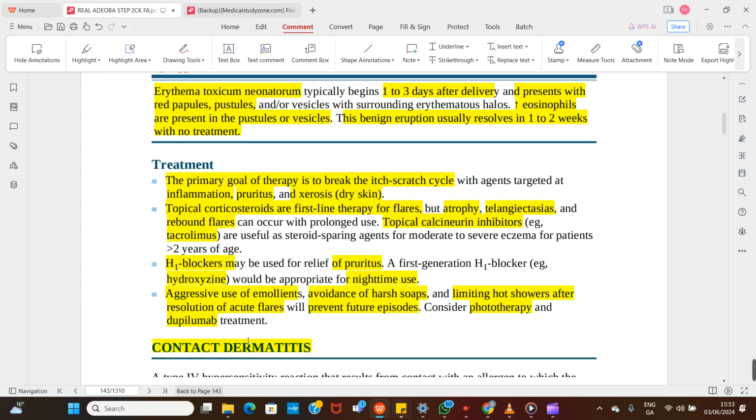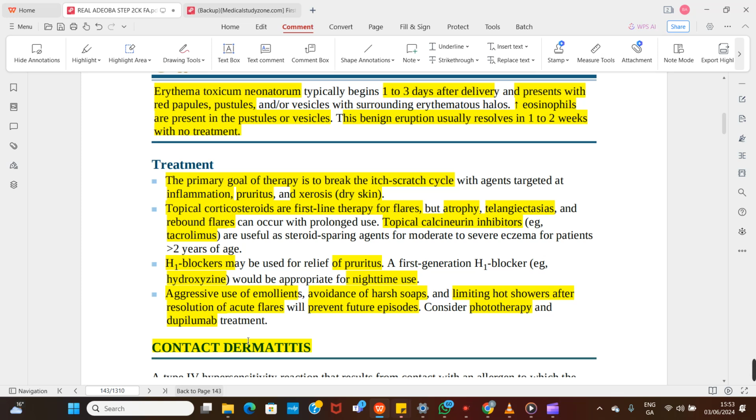So just to summarize, to provide your symptomatic relief, you give your antihistamines to reduce the pruritus, your emollients, right? But the first line for treatment is your topical corticosteroids. But you cannot use it for a long time because of the risk of atrophy, telangiectasia, rebound flares, and other symptoms or complications of steroids that we know. We already know some of those things.